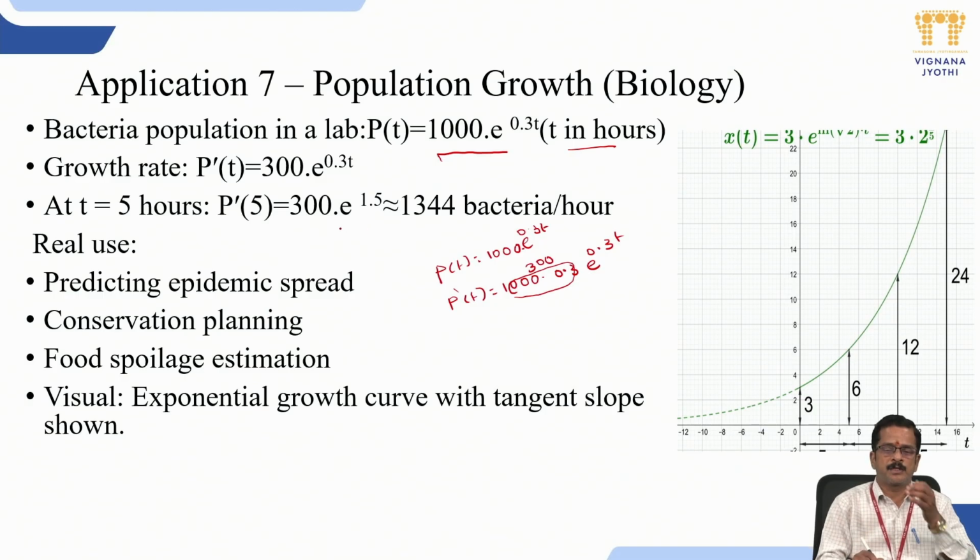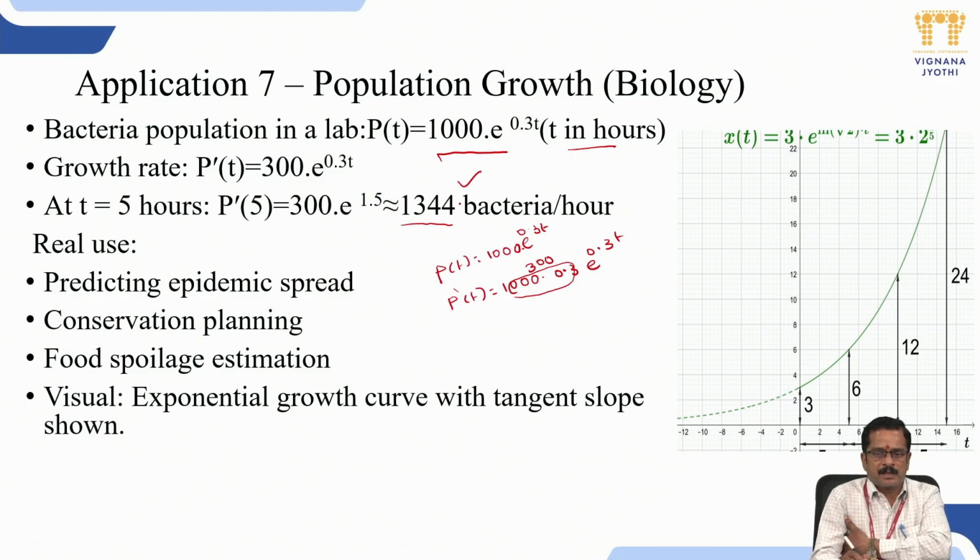That is, P dash of t equals 300 e to the power t, which is approximately 1344 bacteria per hour. This is the growth rate per hour, the number of bacteria being released. This way, the population growth of any bacteria can be evaluated. A real use is predicting epidemic spread, how rapidly the bacteria spread, which we can evaluate.